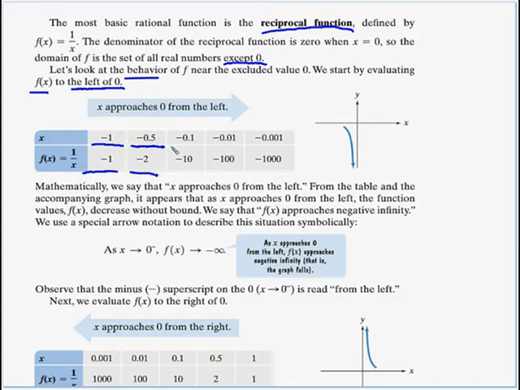Let's get closer to 0, negative 0.1. 1 divided by negative 0.1 is negative 10. Even closer to 0, negative 0.01 and negative 0.001 take us to negative 100 and negative 1,000. As x is approaching 0 from the left-hand side, these numbers are getting bigger and bigger toward negative infinity. Mathematically, we say that, quote, x approaches 0 from the left.